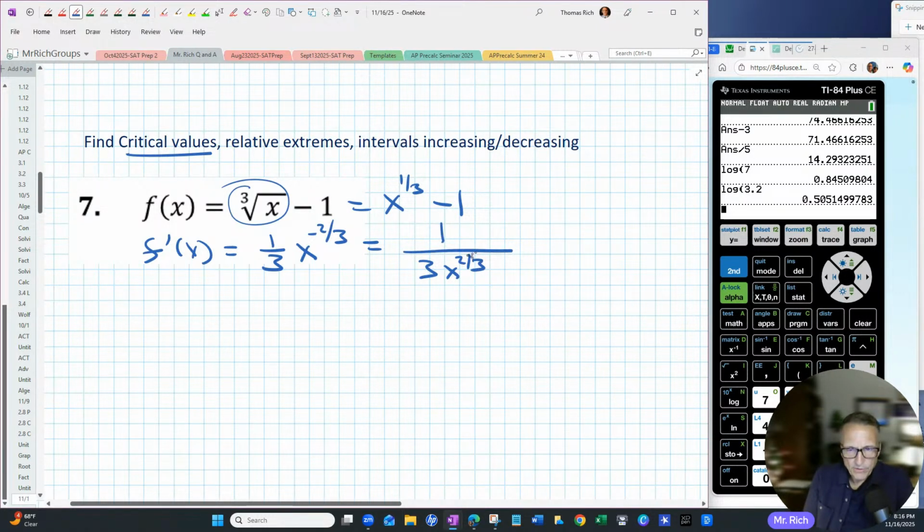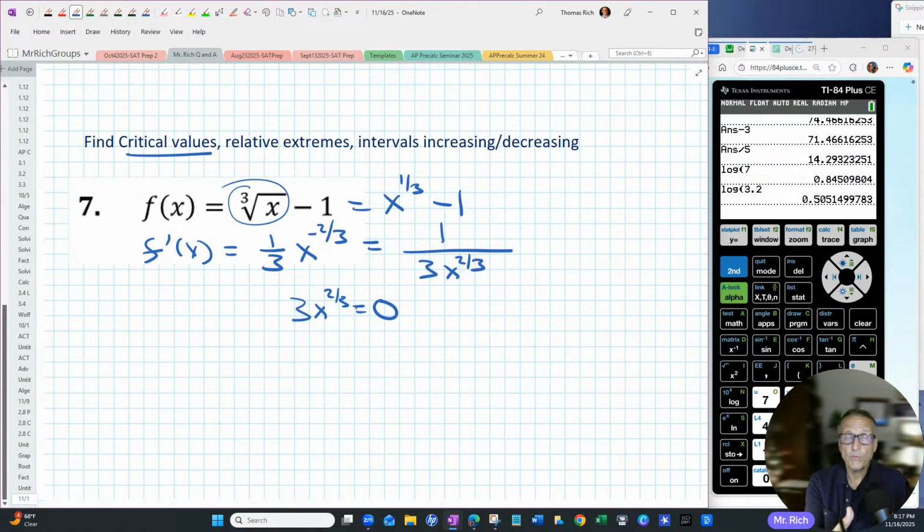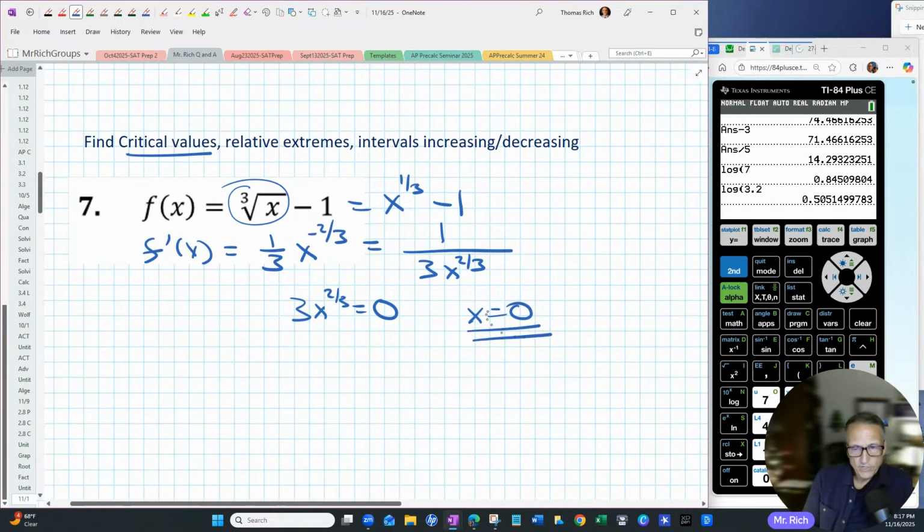However, there is a value of x that will make the denominator equal to 0. The solution to setting the denominator equal to 0 would give me a value of x that would make the first derivative undefined. And when you solve that for x, the answer is x equals 0. Now, I do need to check and make sure that that value of x is in the domain of the original function that we started with.